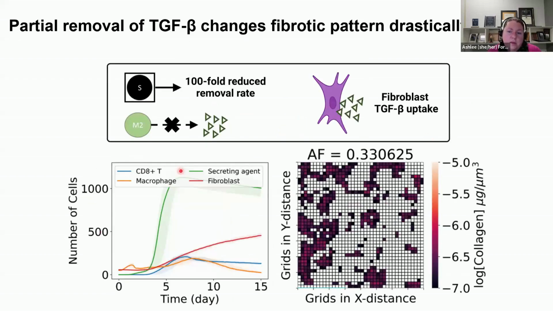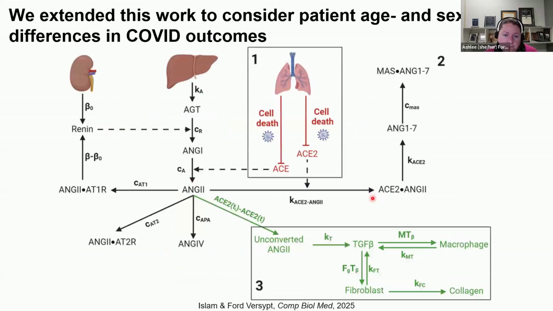We could also consider the fibroblast uptake of that TGF beta and how that might change the dynamics of the system and the patterns that would emerge from that as well. So we could play with a lot of things mechanistically in this agent-based model type of paradigm.